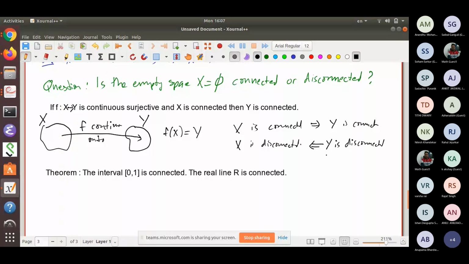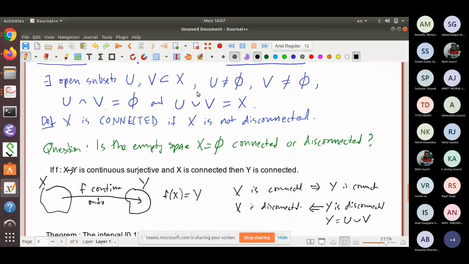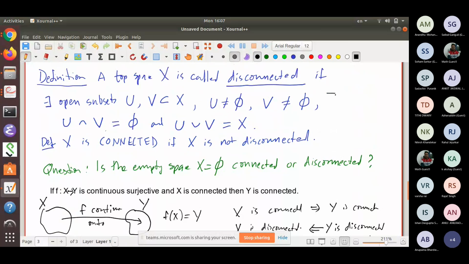And suppose Y has a disconnection U union V. Let's call it a disconnection. There's no such word as far as I know in books, but let us temporarily call such a pair UV a disconnection.